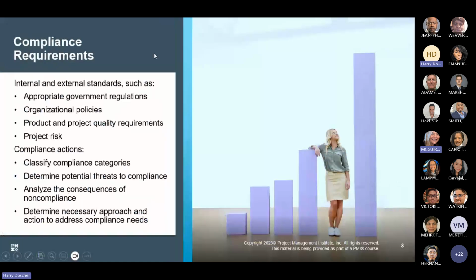So there are some things that you need to comply with, both internal and external standards. Government regulations are a big thing. If you don't comply with all the government regulations, you may have completed the project, but it may not be shippable or usable. Any of your organization policies need to be complied with. Your product and project quality requirements and project risk requirements need to be complied with.